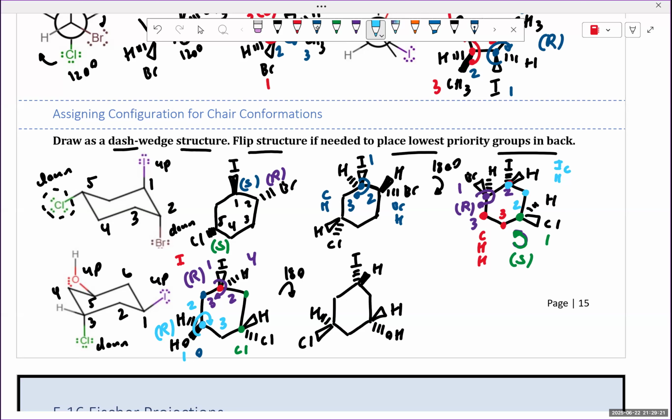For the last stereocenter, in this case, we have a tie. Let's show that.